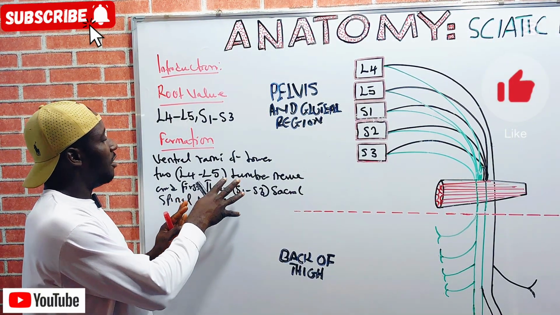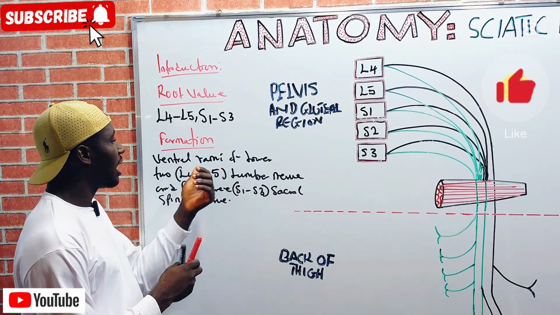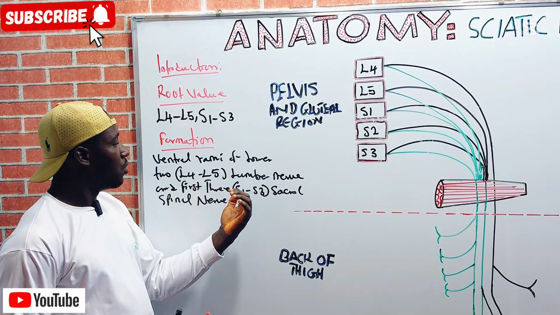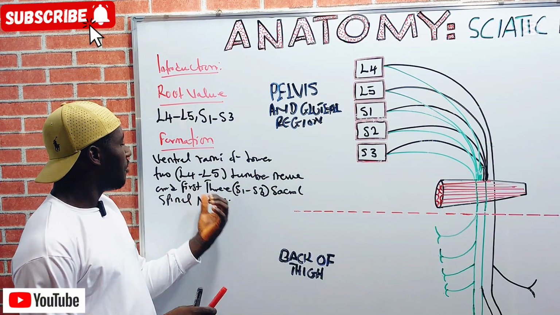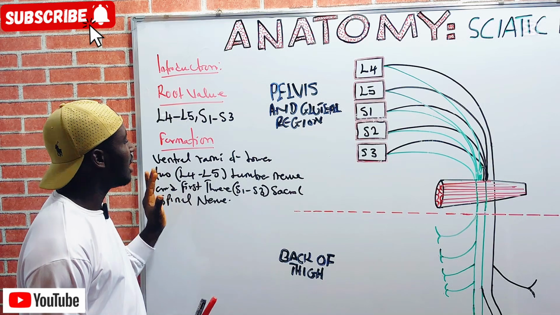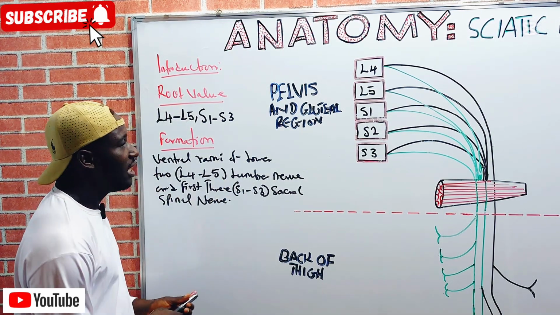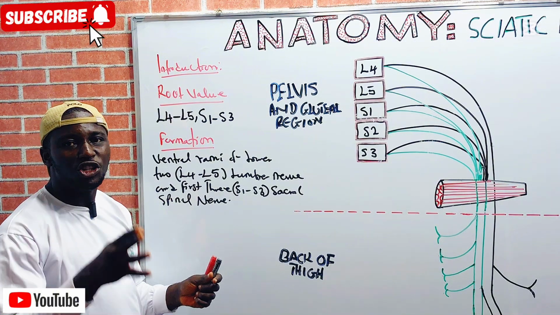So these are the formation of the sciatic nerve. It is formed by the union of the ventral rami of the lower two lumbar nerves and the first three sacral spinal nerves. You get. So these are the formation of the sciatic nerve. Now the next thing we shall be discussing is the origin of the sciatic nerve.